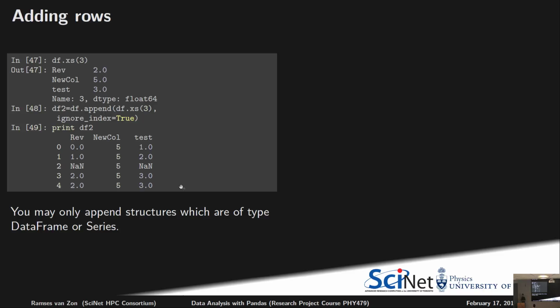Now, you can only append things that are data frames, or a subset of a data frame called a series, essentially a column. So you have to make it into a data frame first. But all these accessors give you a data frame back. So you have a big data frame, you select something, it's still a data frame. Everything is labeled, it's still a table, it's just a subtable.